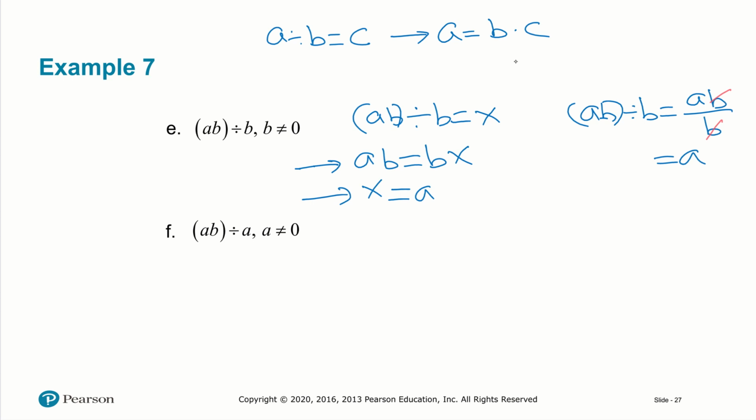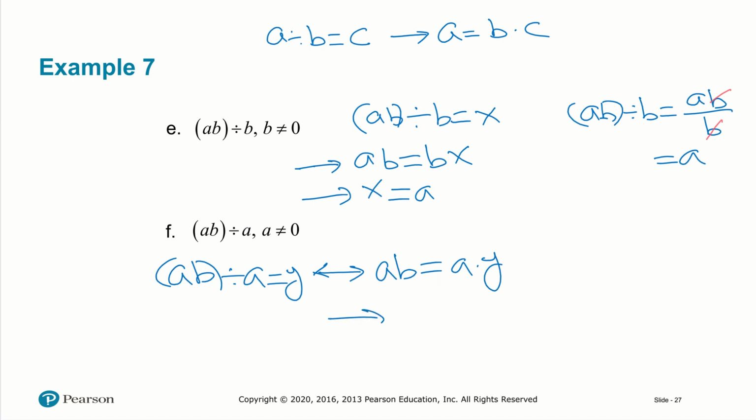This one, part F, using the definition of division becomes some number, let's say Y, implying that AB is, if and only if AB is A times Y, right? And look at it. How can A times B be the same as A times Y? B and Y must be the same for this to be equality, right? So this implies B equals Y.